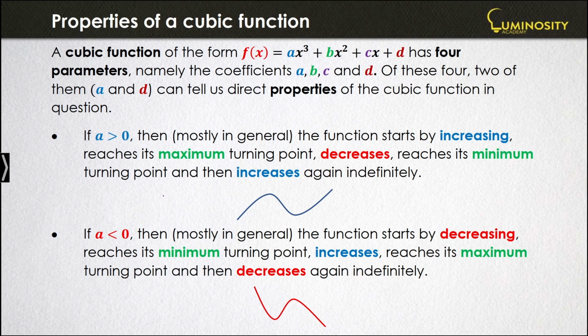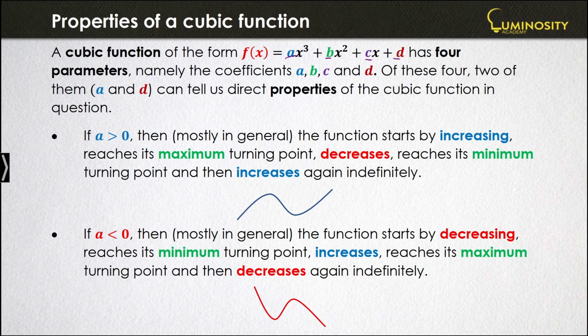So we said the cubic function has the form ax cubed plus bx squared plus cx plus d. Notice that this has four parameters, a, b, c, and d. Those are the four coefficients of our variables x. The d term is what we consider the constant term, because it has an x to the power 0 term there. Of these four, two of them, a and d, can actually tell us direct properties of the cubic function.